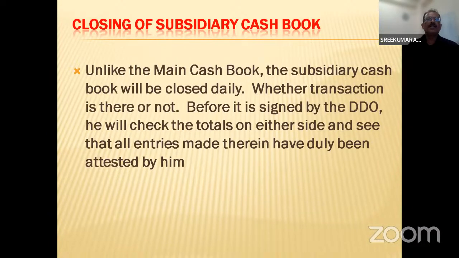Before it is signed by the DDO, he will check the totals on either side and see that all entries made therein have been duly attested by him. He has to close it daily. He also has to attest it, and while attesting it, he has to see all the receipt vouchers and also the payment vouchers, and see that all the entries made therein have been duly attested by him. And then he has to close it. Closing balance will be there. Under that, the DDO has to attest it. The DDO has to put his signature with date.